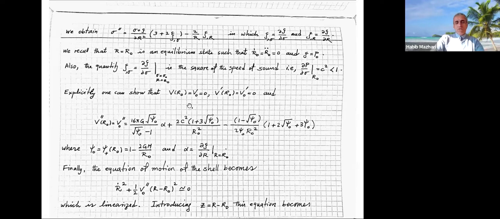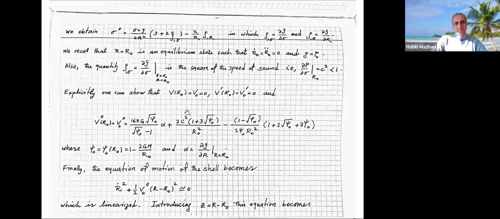So very trivially, V0 becomes zero because we said it is equilibrium. Its first derivative also is 0, which again means it is equilibrium. But the second derivative is not 0. So it comes after very long manipulation. It comes in the nice form that you see here. But psi 0 here is nothing but 1 minus 2GM over R0.